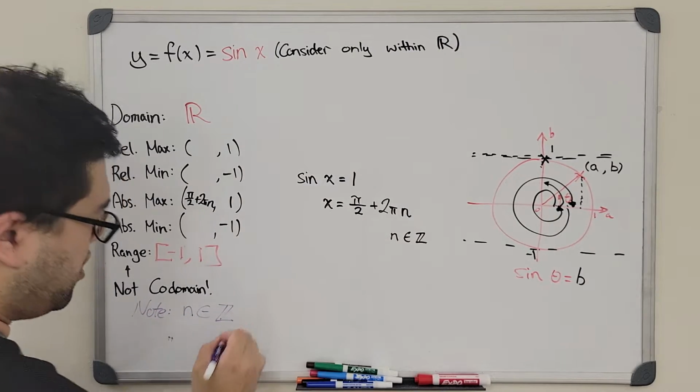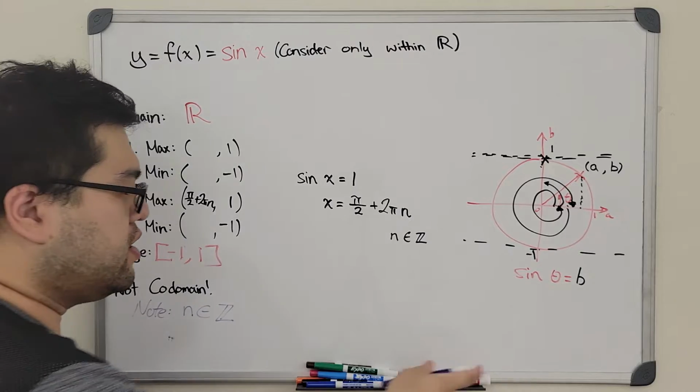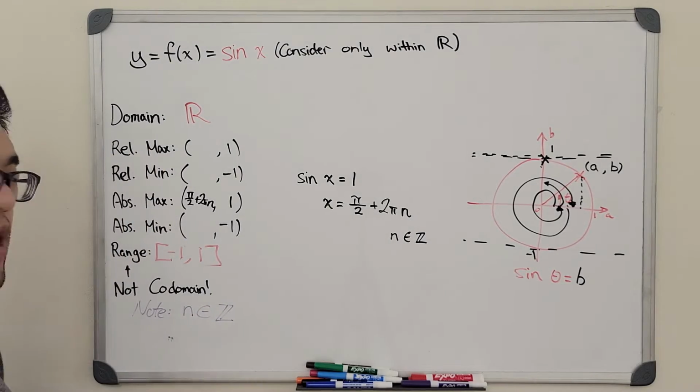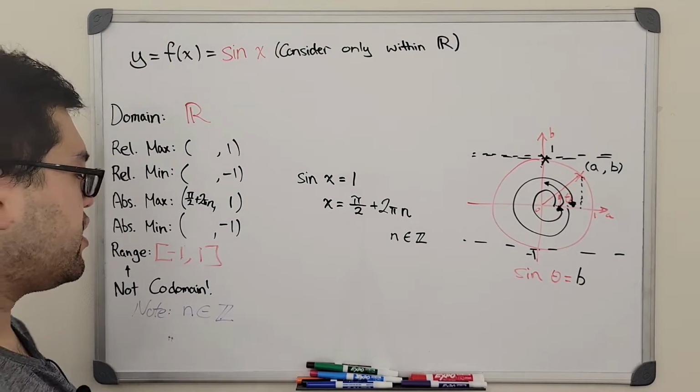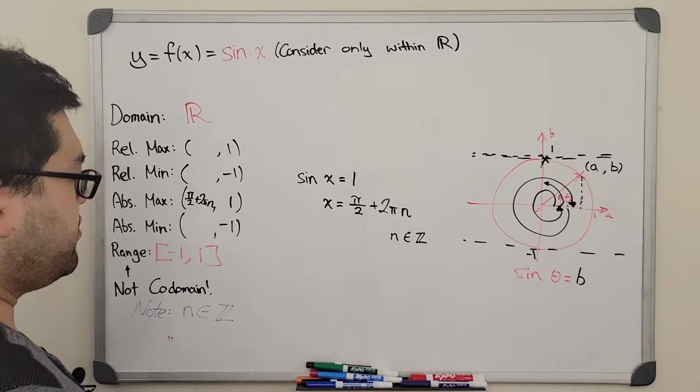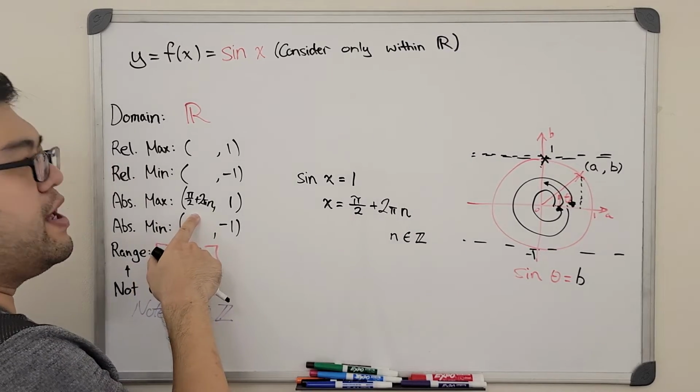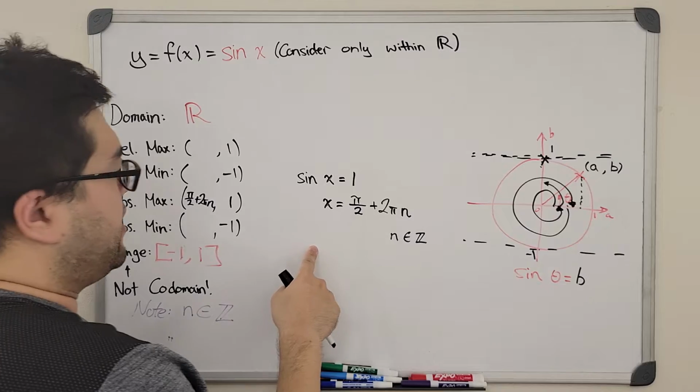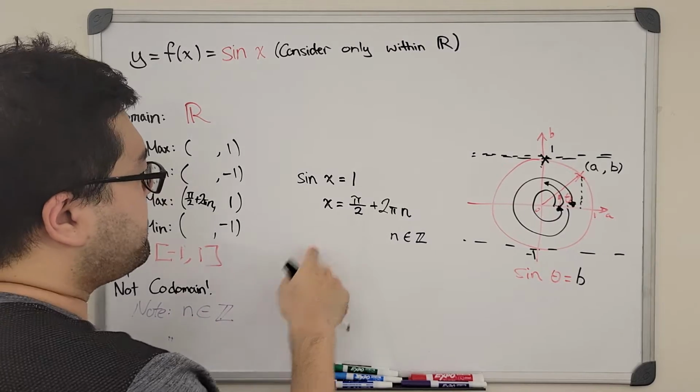n is any integer. Could be positive, could be negative, could be 0. So good, we found the absolute maxima. And how do we find the absolute minima?